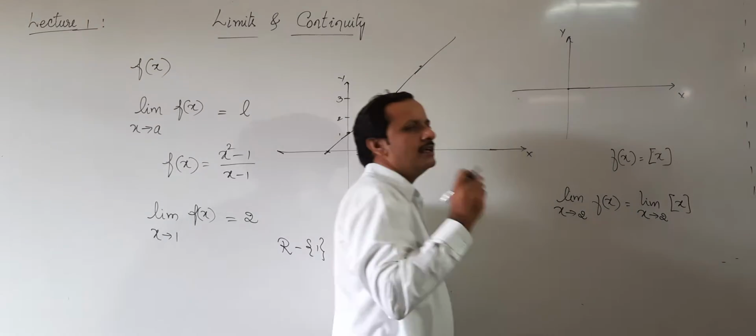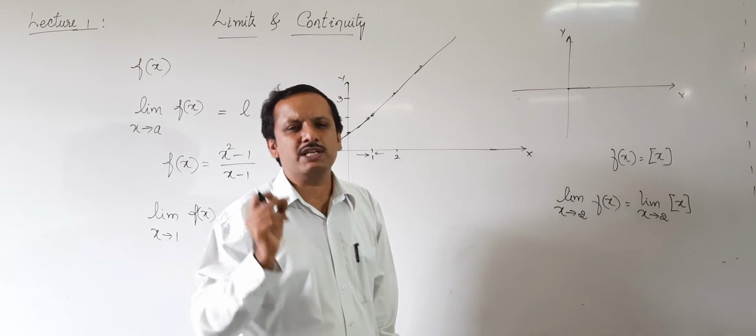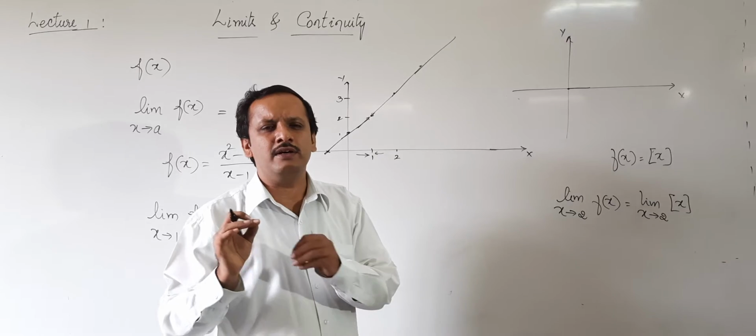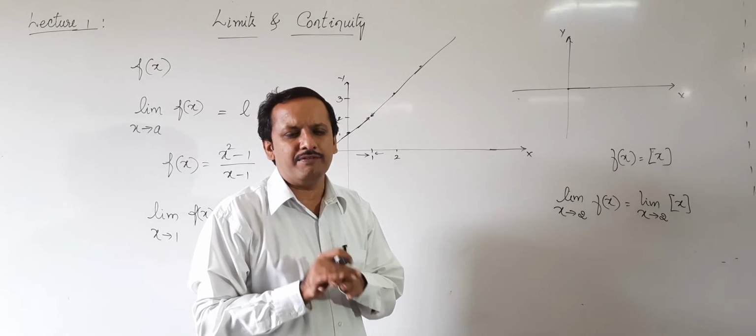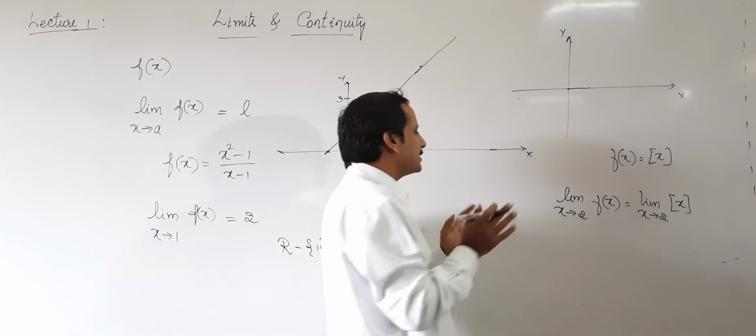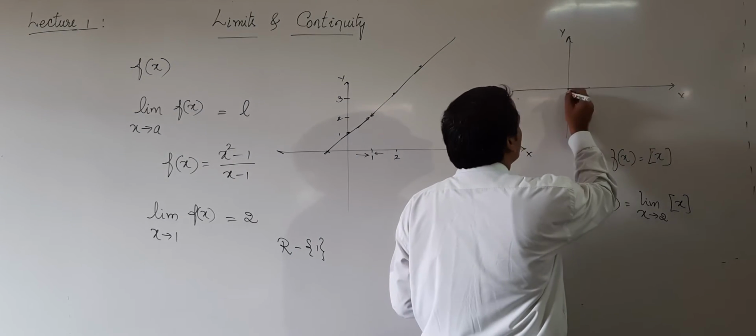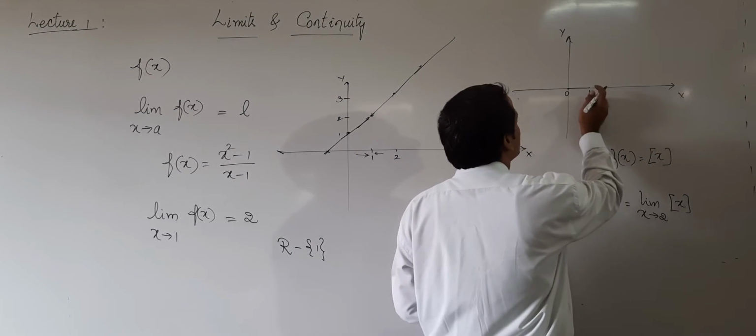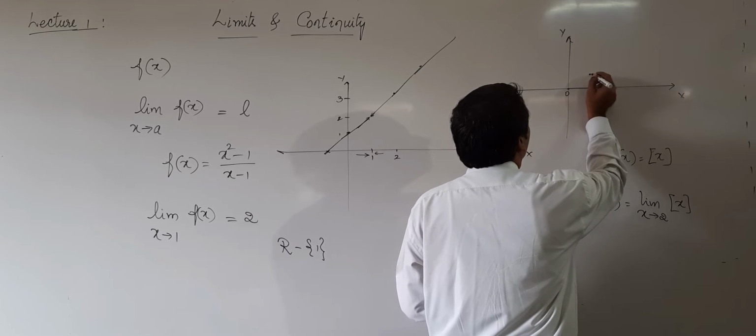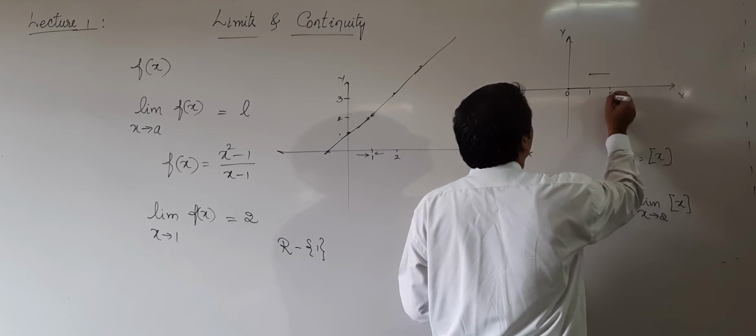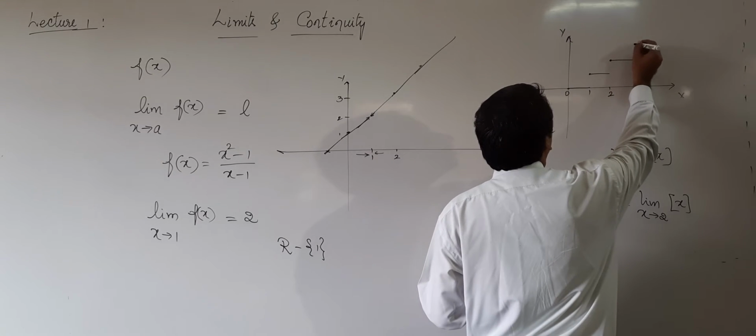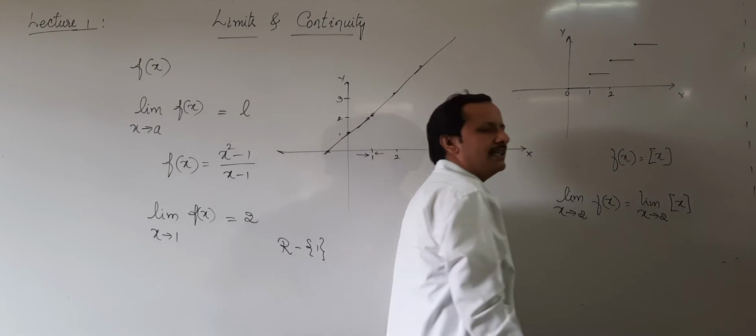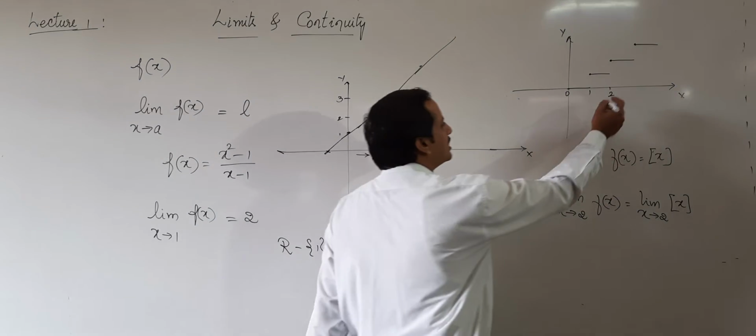These two functions, the greatest integer function and the modulus function, are two very important functions which we are going to use everywhere, especially in limits. So from 0 to 1, step x is equal to 0. At 1 it will be 1. From 1 to 2 it is 1. At 2 it is equal to 2. From 2 to 3 it is 2. From 3 to 4 it is 3, in this way. This is the graph of step x.